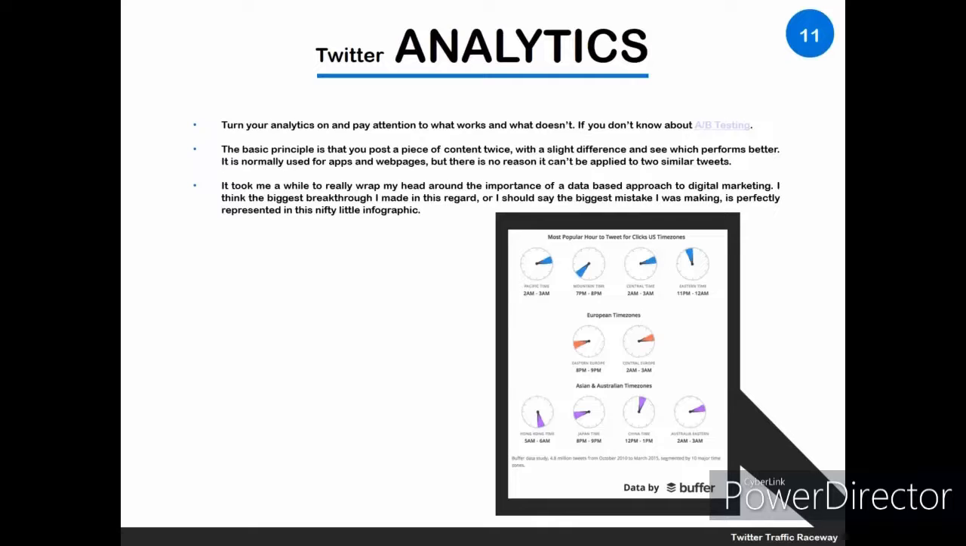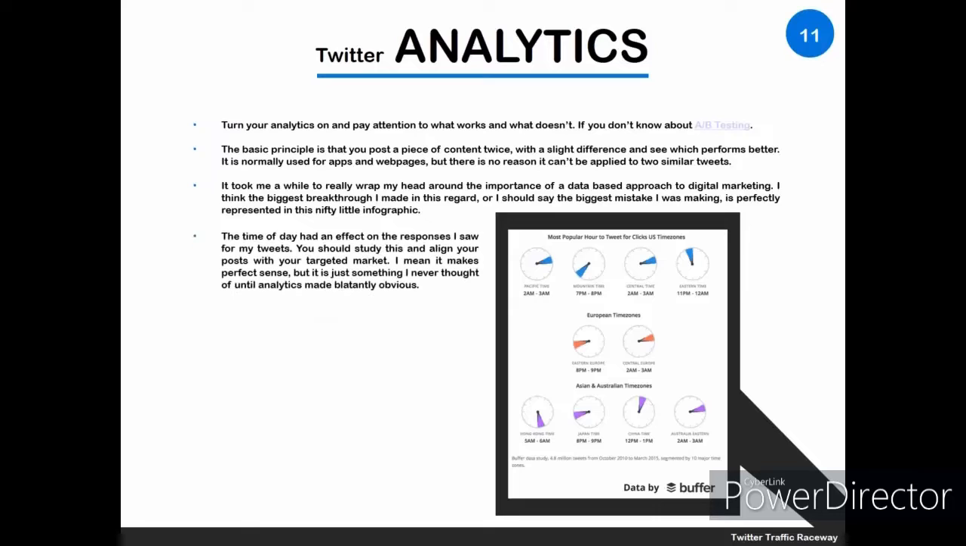digital marketing. I think the biggest breakthrough I made in this regard, or should I say the biggest mistake I was making, is perfectly represented in this nifty little infographic. The time of day had an effect on the responses I saw from my tweets. You should study this and align your posts with your targeted market. I mean, it makes perfect sense, but it's just something I never thought of until analytics made it blatantly obvious. This is where online marketing really gets a little bit amazing. All that data, and if you study it with a bit of skill, you can get the behavior of millions of different people down to a science.